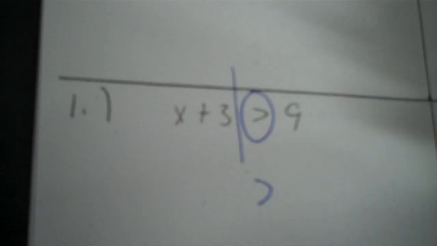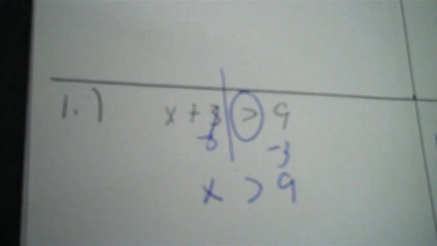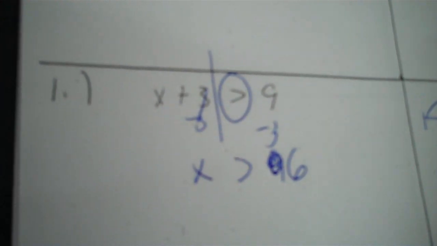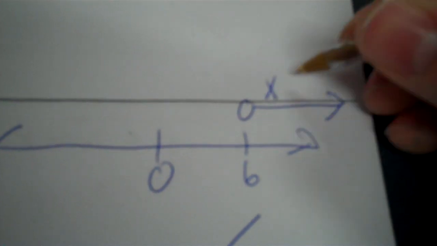You need to minus 3, and you check the sign, you don't switch it. So you have x, 9 minus 3 is 6, okay? And that's in the right order, so we put a 6, we circle, we do not fill in the circle, and then we go to the right, greater than.